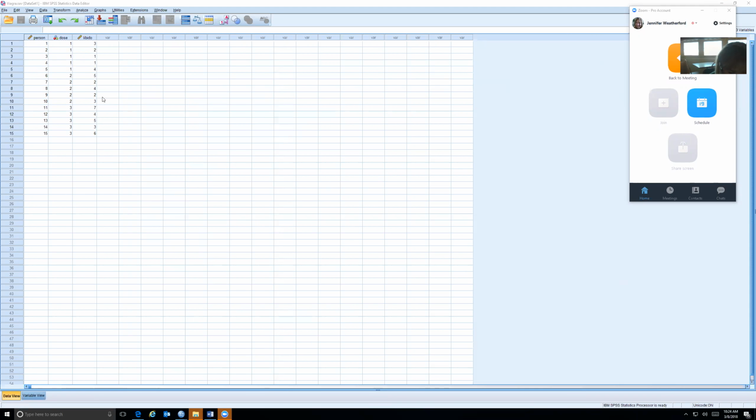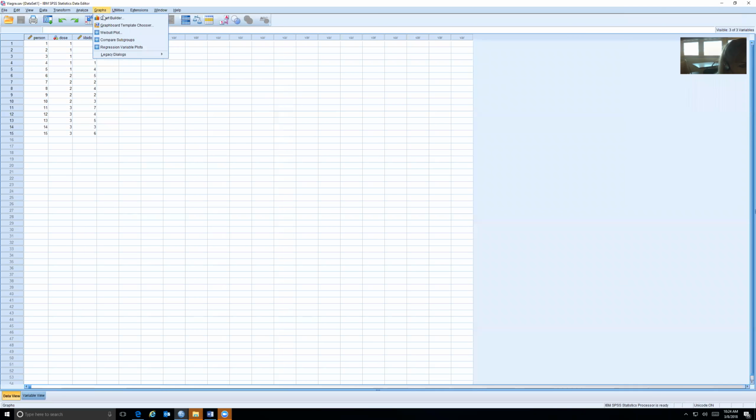So here I've got this data set that Field is showing us, and it's the Viagra data set. What he did was give people a dose, either the placebo, a low dose, or a high dose, and then he measured from 1 to 7 their libido. So what we're going to do first is just make a quick graph.